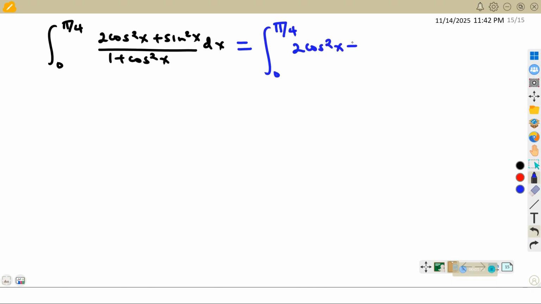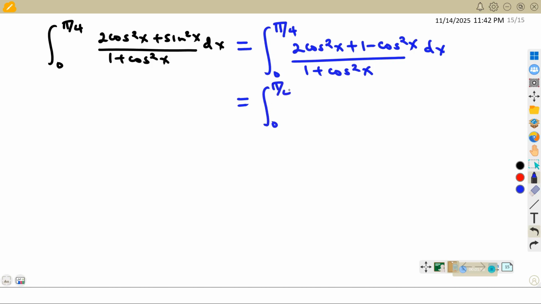of x plus sine squared can be written as 1 minus cos squared of x, and we divide this by 1 plus cos squared of x dx. So from here, that is when we substitute using the Pythagorean identity. So from that, we can easily see this is 0 to pi by 4, this will give us cos squared of x plus 1 divided by 1 plus cos squared of x dx.